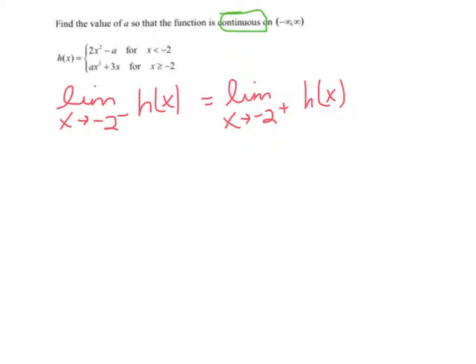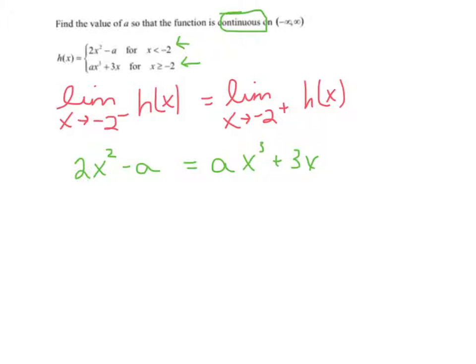Well, going from the left-hand side, that would be this one right here, because numbers to the left of negative 2 are smaller than negative 2. So we're looking at 2x squared minus a from the left-hand side. And on the right-hand side, the limit as x approaches negative 2 from the right is looking at the second rule, when x is bigger than negative 2. So we're looking at ax to the third plus 3x.